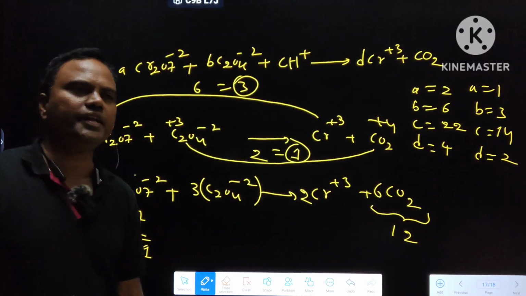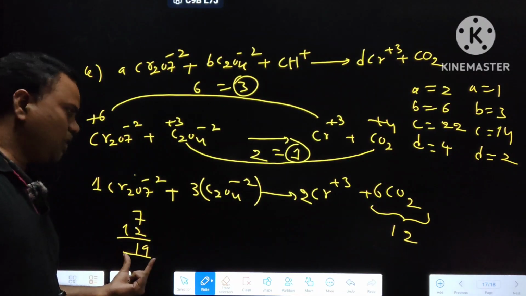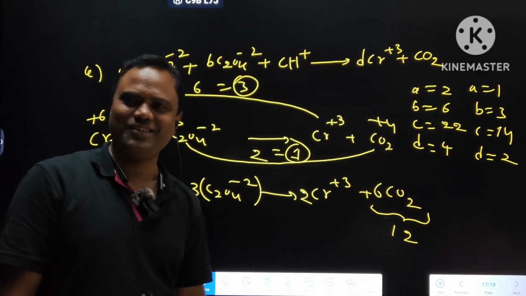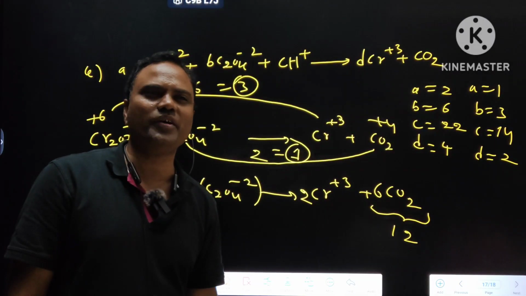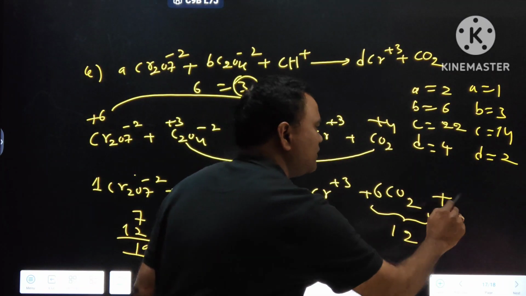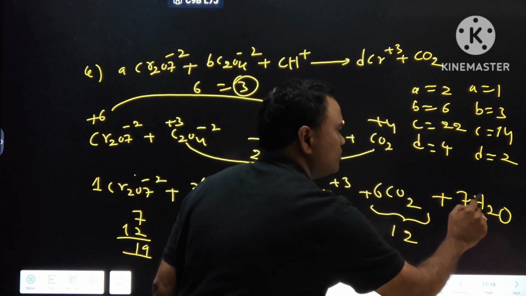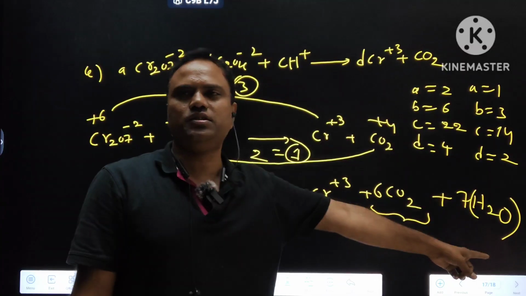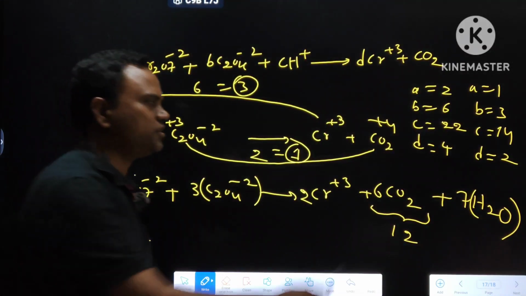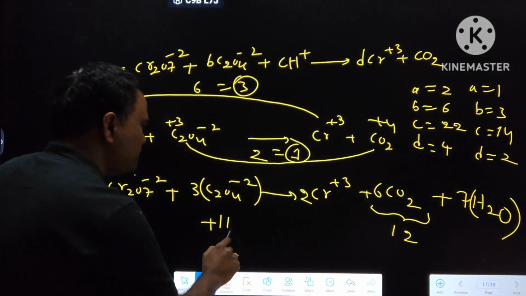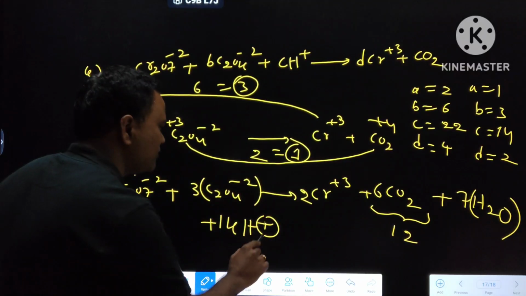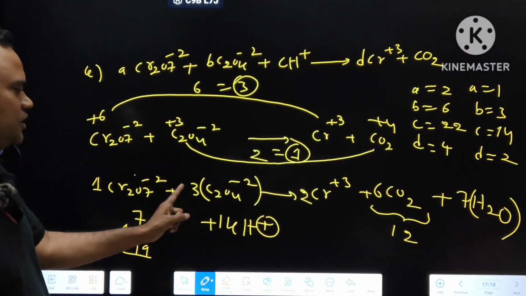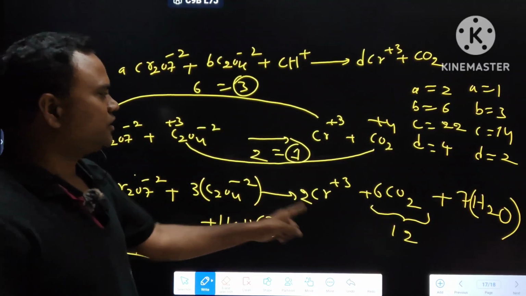How many oxygens do we need on the right side? 19 minus 12 is 7. So how many water molecules do we have to add? 7. So on this side 7 H2O. When we add water molecules, new atoms are entered, hydrogens. How many entered? 14, 7 into 2. So this side plus 14 H plus. A is equal to 1, B is equal to 3, C is equal to 14, D is equal to 2.